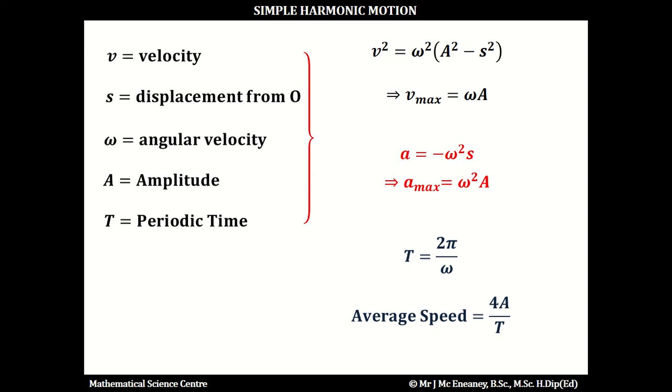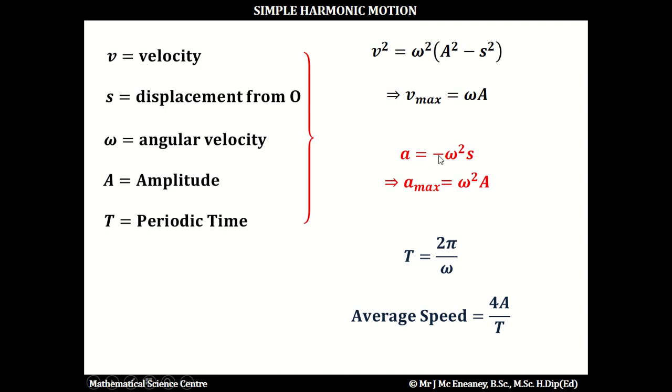Now we can use the equation V squared equals omega squared times (A squared minus S squared). From this we can deduce that the maximum velocity is omega times A. This happens when S is 0. So when S is 0, V squared is omega squared A squared. This means then V equals omega times A. That gives the maximum velocity.